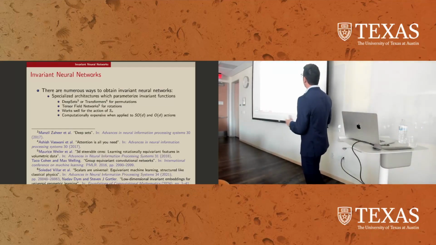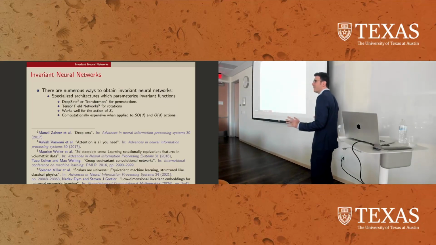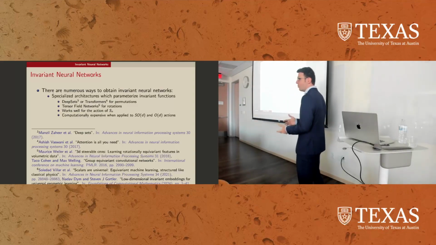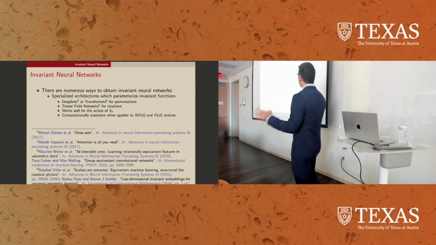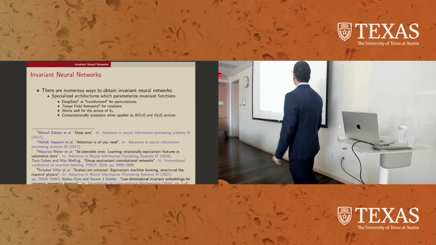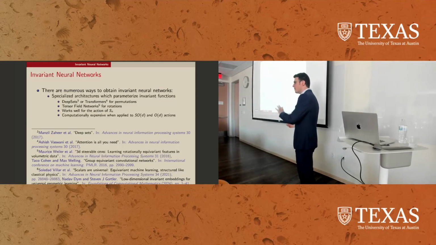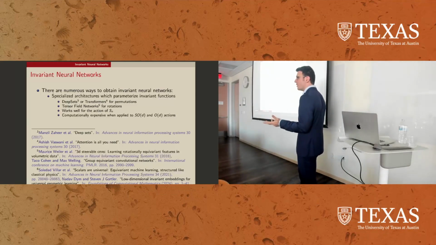So there are a bunch of different ways of doing this. It's of course not a new problem. There's a lot of work on this. And one thing you could do is you could design specialized architectures which parameterize invariant functions, so that no matter what the values of your parameters are, the function you get is always equivariant or invariant, and in such a way that this architecture is also universal. For example, things like CNNs are translation equivariant. This is probably the first example of such a thing.